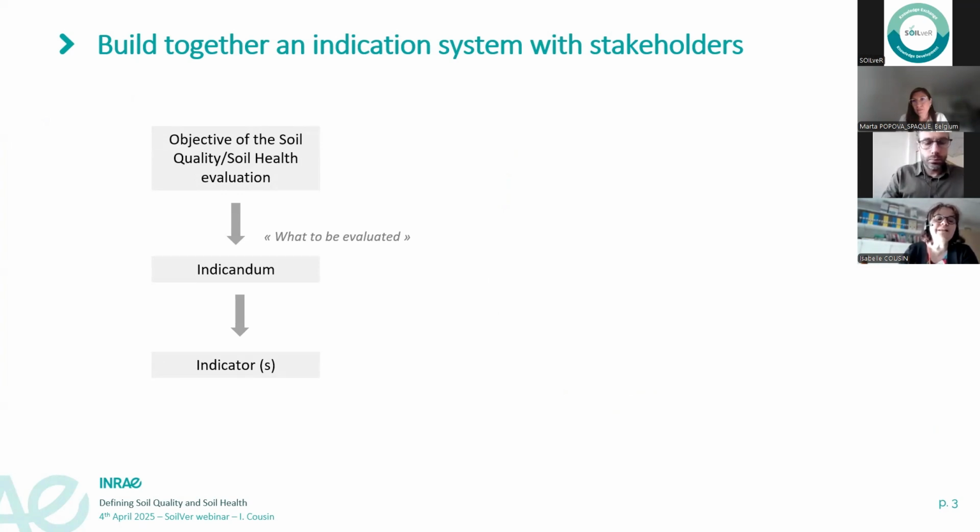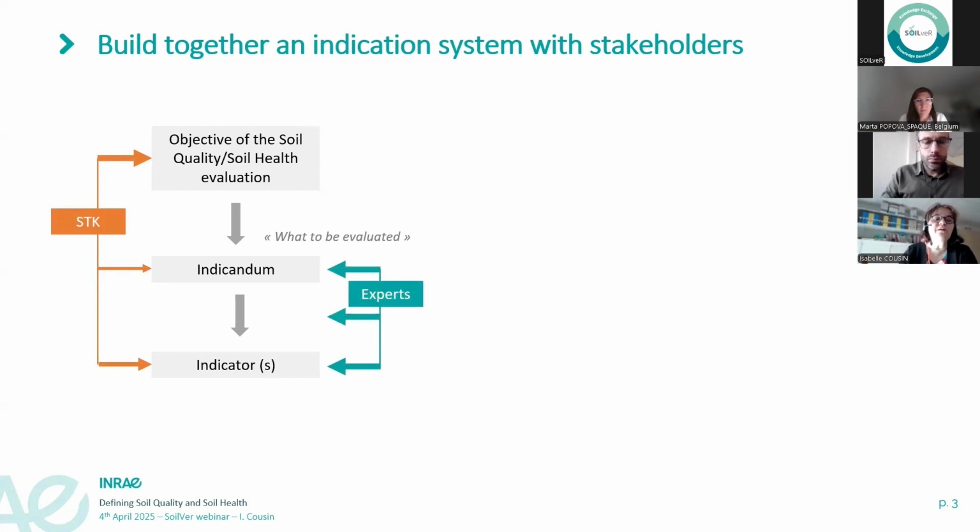And from this indicandum, we define indicators. So of course, the stakeholders are mainly involved in this part. What is the objective? And of course, what are the indicators? Because usually they already have indicators. And in this, experts, they give their expertise to precise the indicators, the way to go from the indicandum to the indicators, and also some indicators.